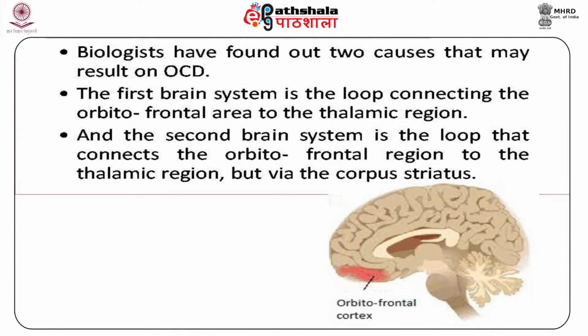Biological factors. Biologists have found two causes that may result in OCD. The first brain system is the loop connecting the orbitofrontal area to the thalamic region. And the second brain system is the loop that connects the orbitofrontal region to the thalamic region, but via the corpus striatum.